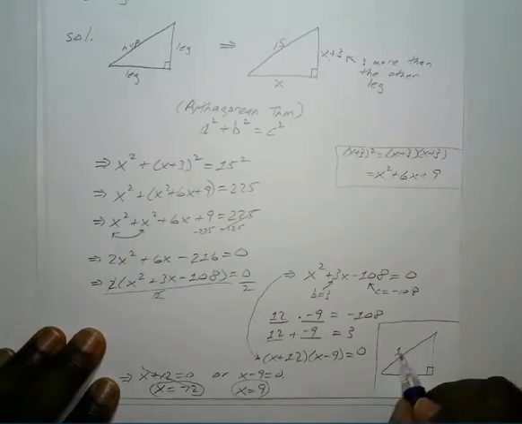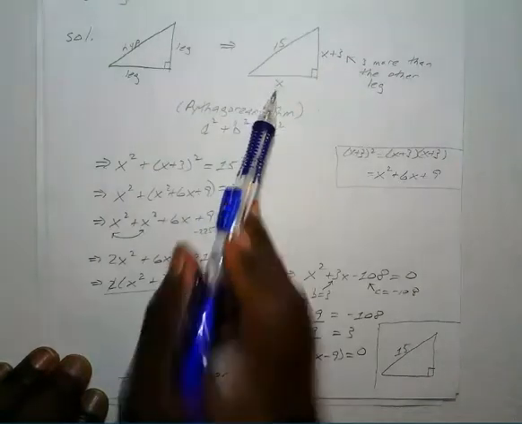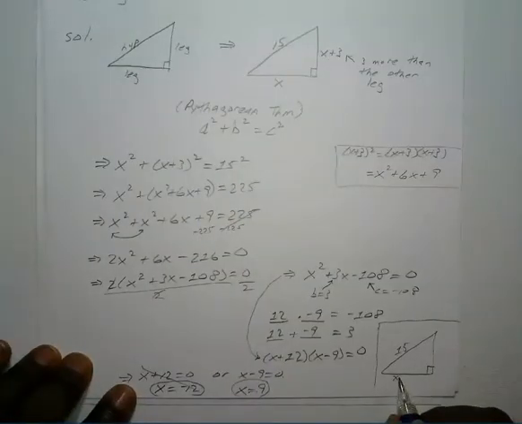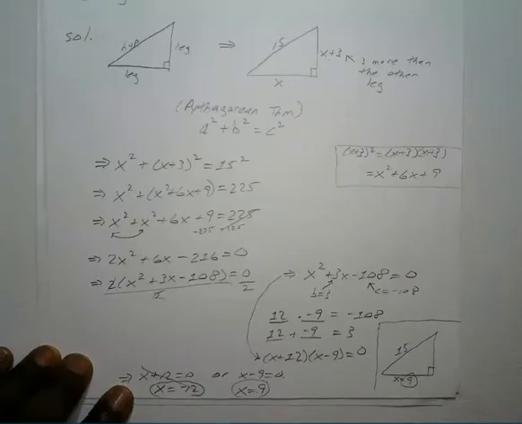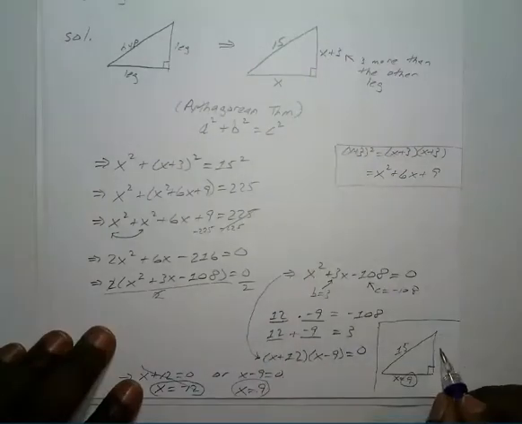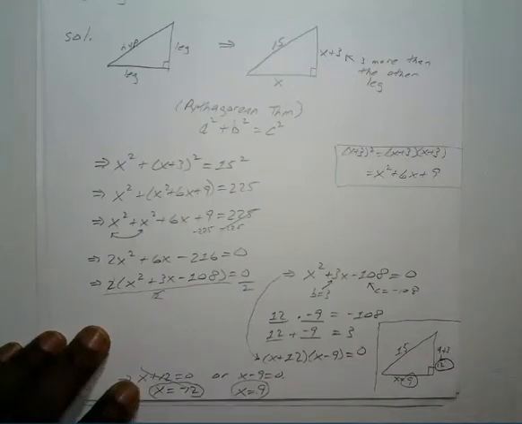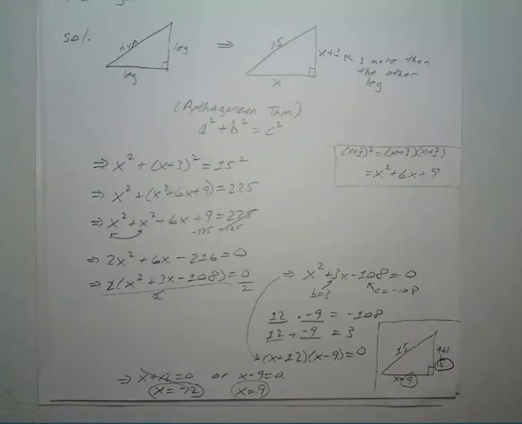We already have our hypotenuse 15. Now when x is equal to 9, this side is just 9. Now when x is equal to 9 here, this side is 9 plus 3. So this side is 12. So we have 9, 12, and 15. And measure the length of your sides.